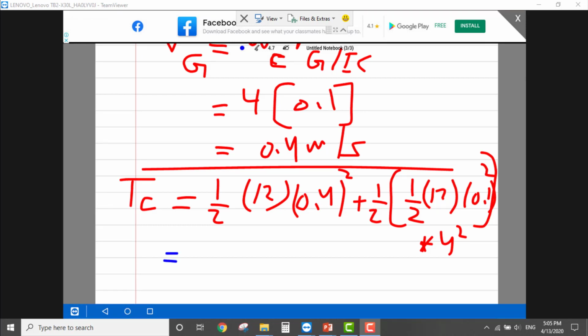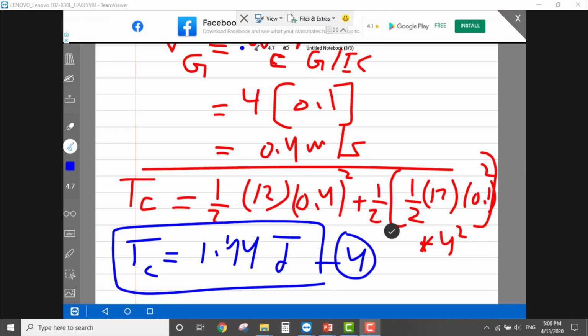So this is equal. Let me use my calculator. I'll calculate first the other part. So 12 multiplied by 0.1 squared multiplied by 4 squared, plus 0.5 multiplied by 0.4 squared multiplied by 12. This is equal to 1.44 joule. And I will name this equation 4.